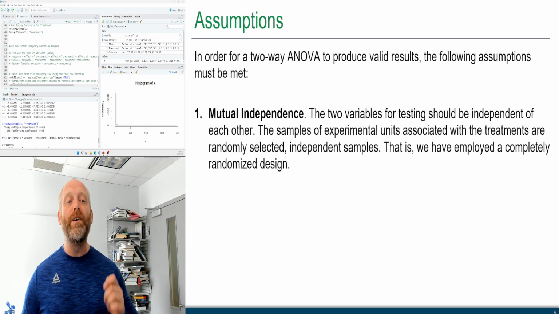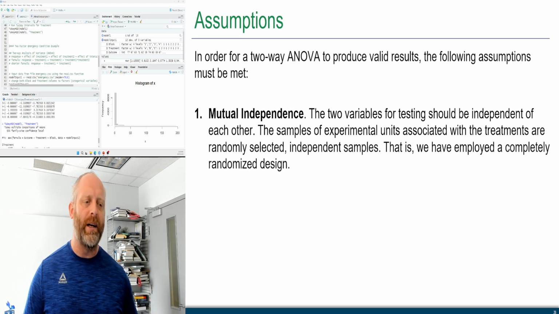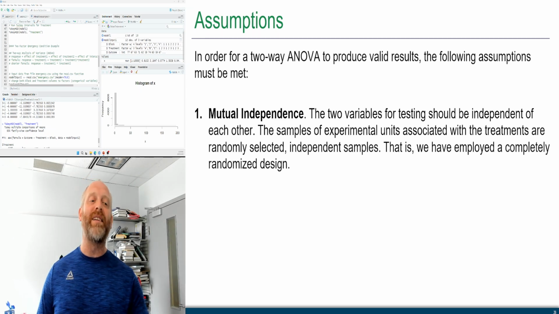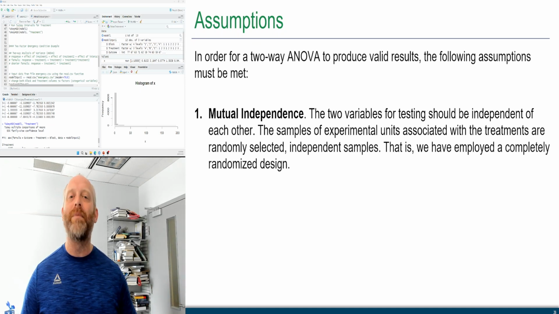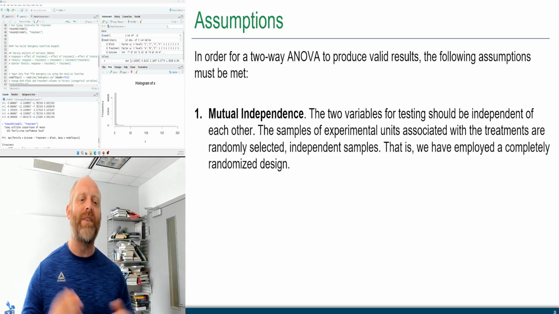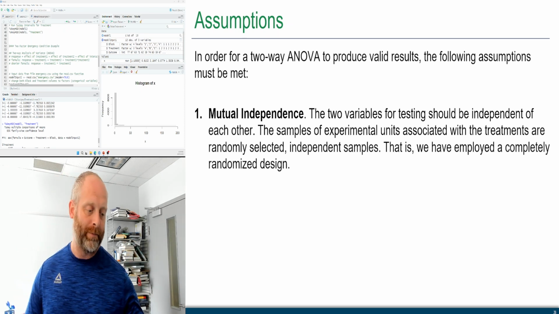Of course, we have the mutual independence. So we've had independence this entire way. There is no difference here. So the two variables for testing should be independent of each other. The samples of the experimental units associated with the treatments are randomly selected independent samples. That is, we have employed a completely randomized design, again, CRD for short. So if we look at the two factors, they should be independent of themselves, and how we assign those experimental units should be, in fact, done randomly.